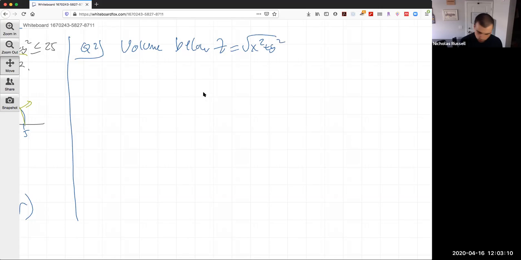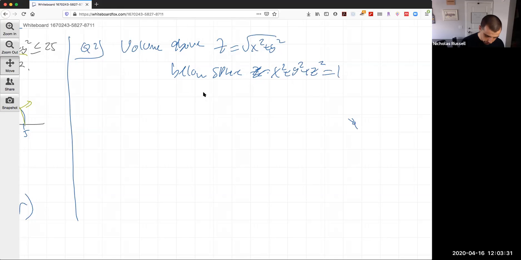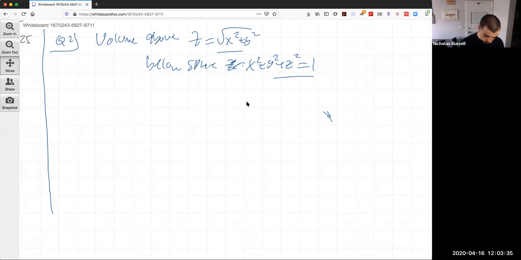squared. I'm sorry, above the cone. That would make no sense in this problem. So above the cone, z equals the square root of x squared plus y squared, and then below the sphere x squared plus y squared plus z squared is equal to 1. So I'm going to find the volume of this.